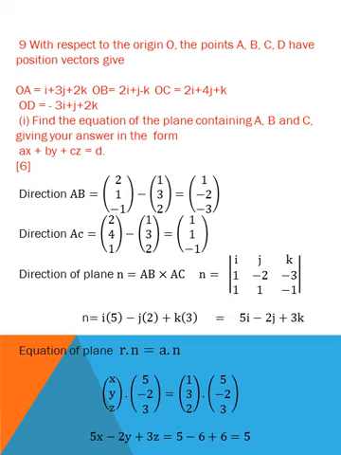For the equation of the plane, I use the formula r dot n is equal to a dot n. You can take any point A, OA, OB or OC, any point from the 3, because these 3 points lie in the plane. I use OA (1, 3, 2) and the direction of the plane (5, -2, 3), and finally I will get 5x - 2y + 3z = 5, which is the required equation.